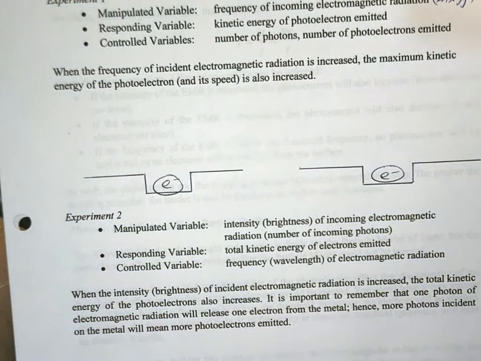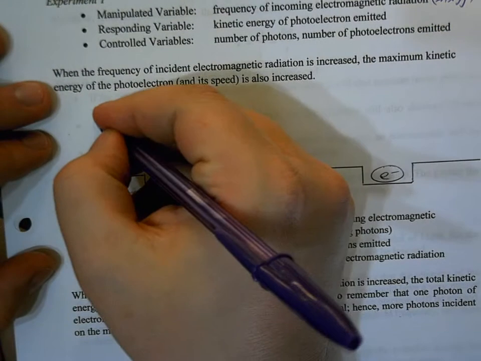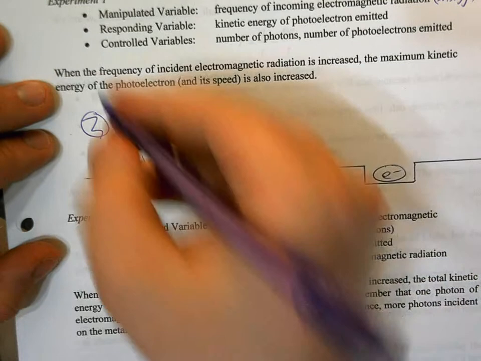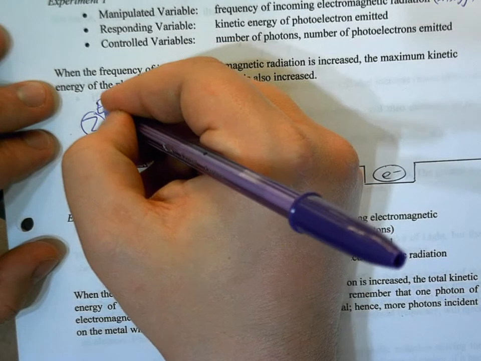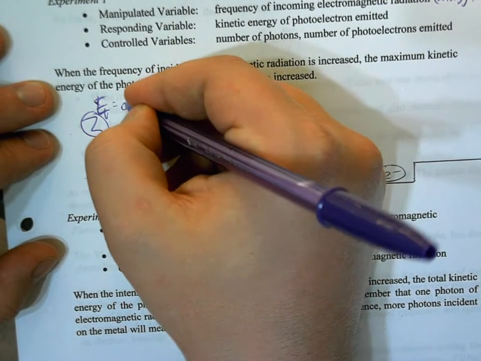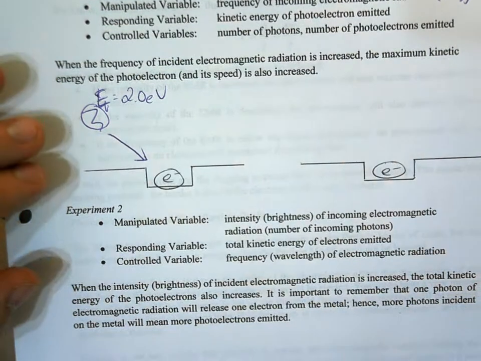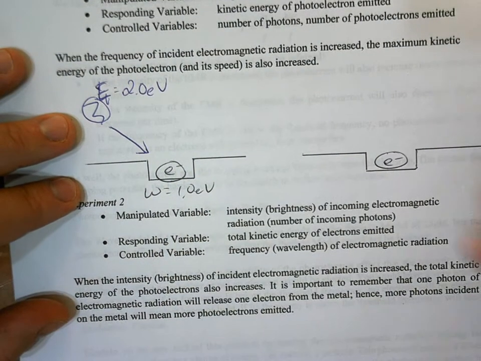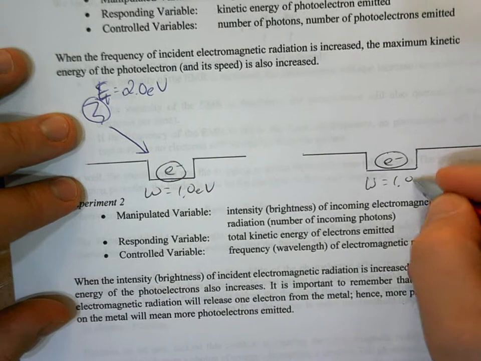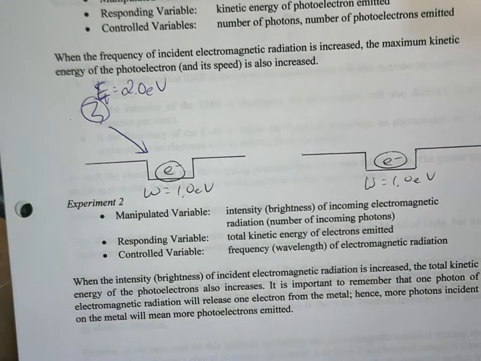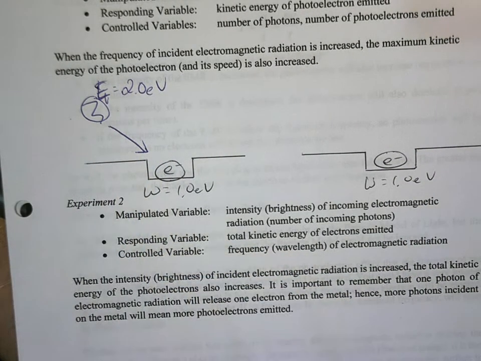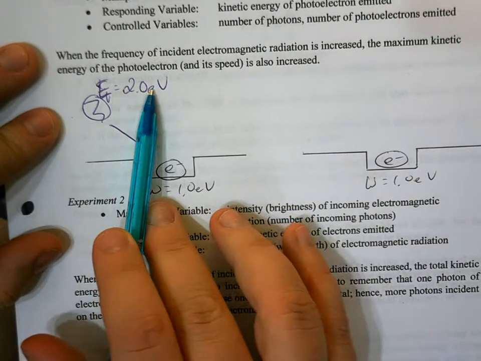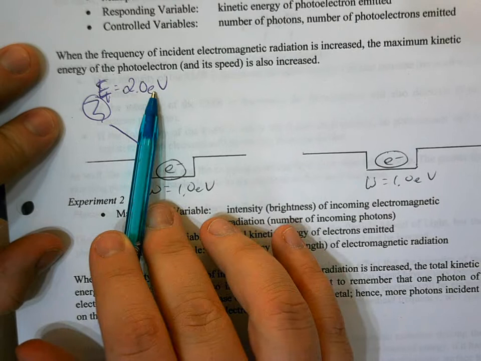So in this first scenario here, I have a photon. It's going to come in, and I'm going to say that this photon has an energy of, I don't know, 2 electron volts. Now for both of these surfaces, we're going to say that the work function is 1 electron volt. Now, the energy coming in exceeds the work function, so this electron will be liberated. So, this energy is 2 electron volts.